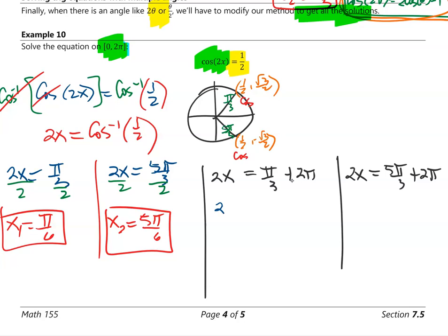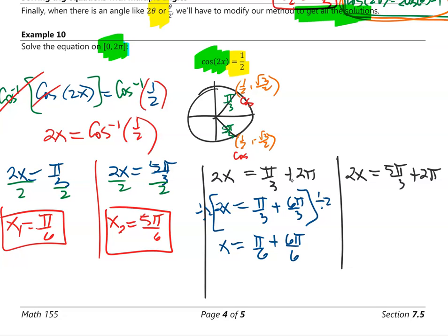Change this to 2x is equal to pi over 3 plus 6 pi over 3, so that they have the same denominator of 3, and divide both sides by 2, so that x is equal to pi over 6 plus 6 pi over 6, and that is 1 plus 6 is 7 pi over 6.